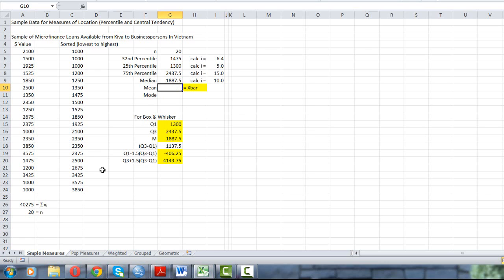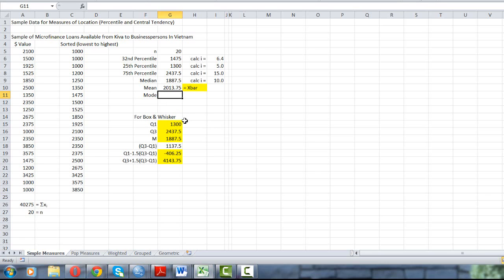The mean is taking the sum here and dividing it by n. And so 2013.75. So you can see the mean is a little bit more than the median.